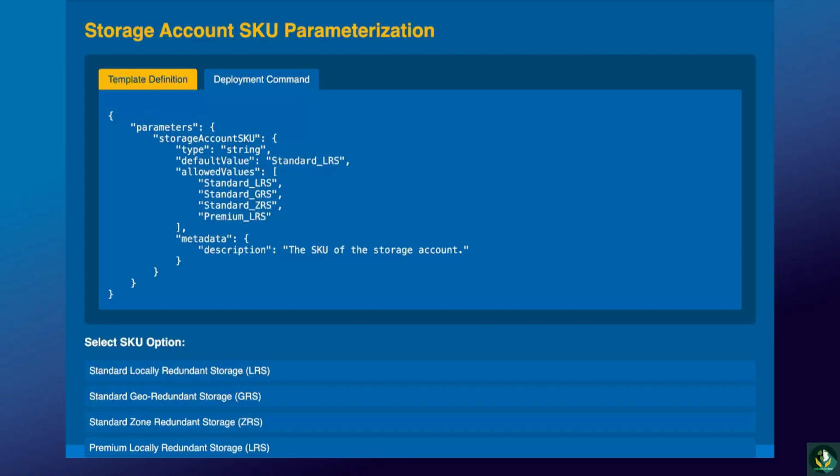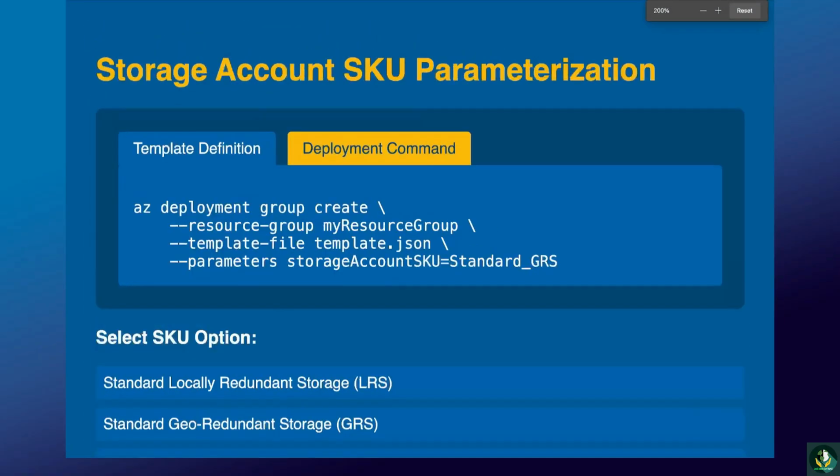So when deploying this template, you can specify the SKU value using the Azure CLI. The command structure provides a clear way to pass parameter values during deployment. Let's take a look at how the command could look. So as you can see on this example, we can pass the parameter value during the deployment. In this case, we are passing this storage account SKU, which is standard GRS.